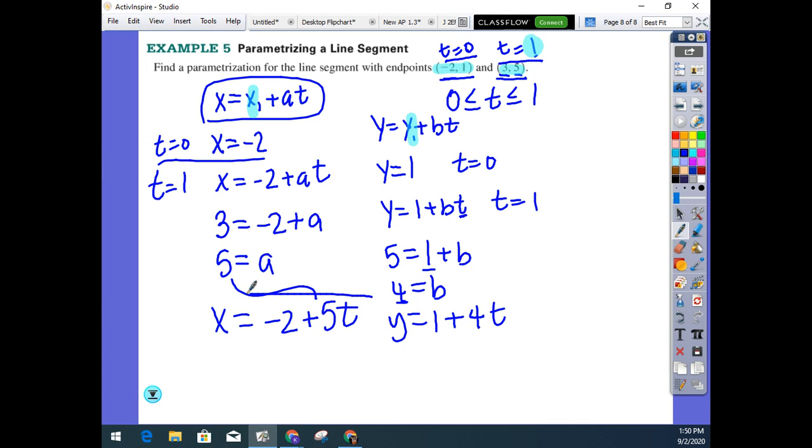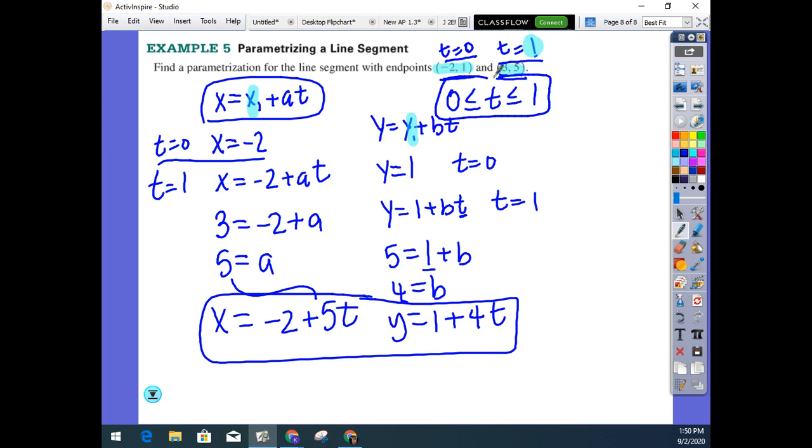So this is our parameter for this interval. All right, so a little confusing. Don't stress too much. Just try and work your way through it. And we'll talk more tomorrow.